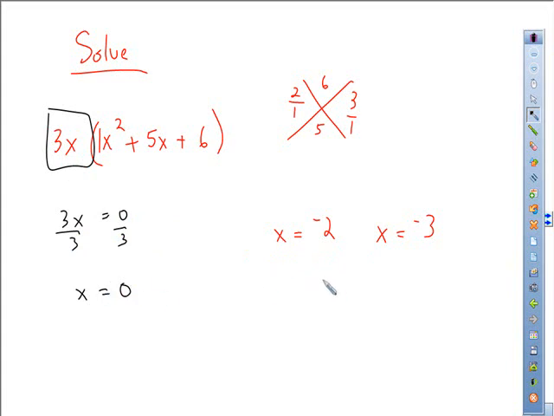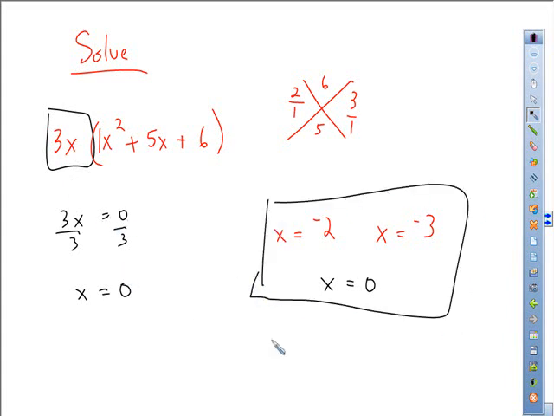So this is also a solution. So x is also equal to 0. So if there's an x out here with the GCF, you've got to take this term and set it equal to 0. So here you go.